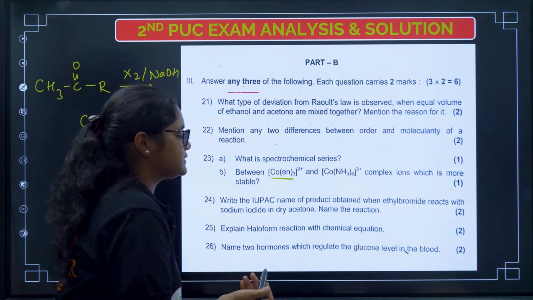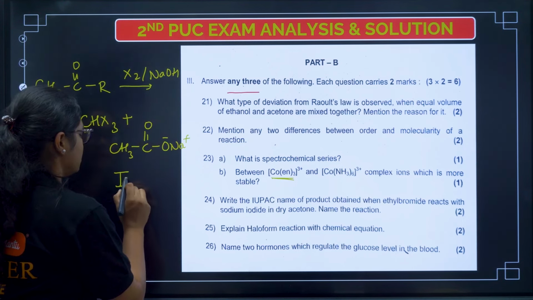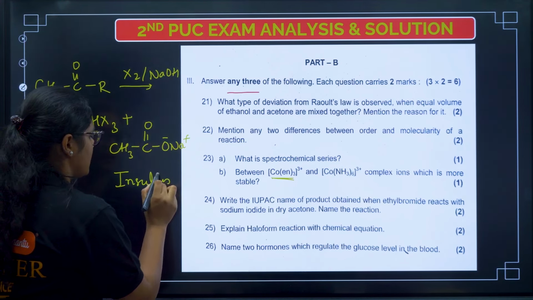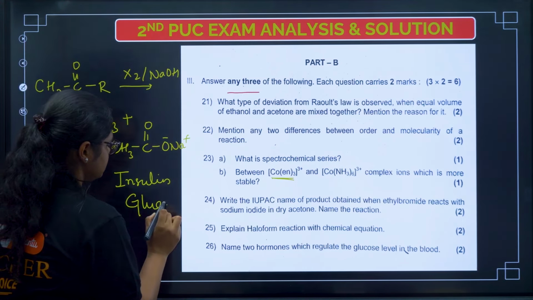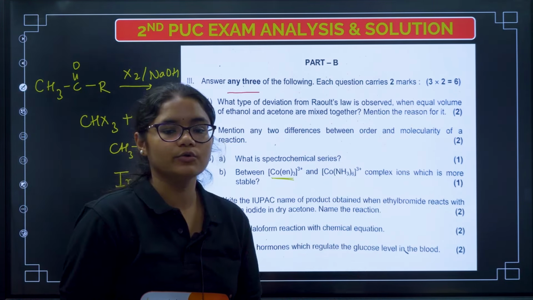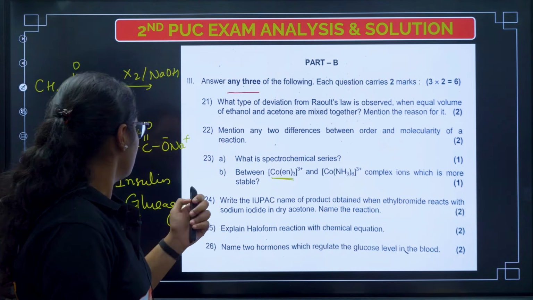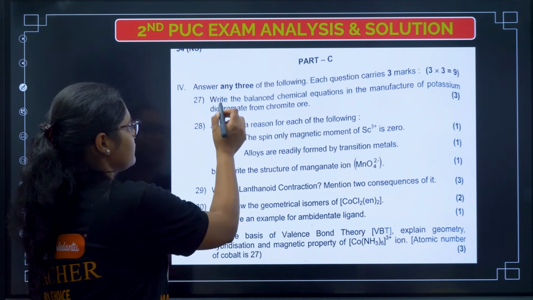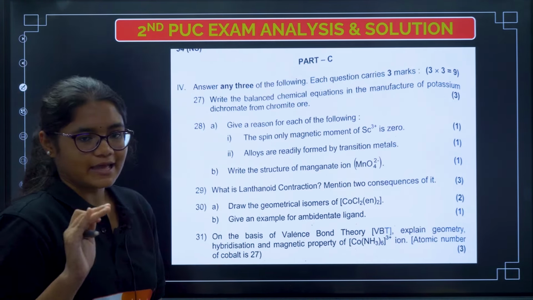Name two hormones. This is a direct question. What are the hormones' names? Insulin and glucagon, right? So these are the two hormones which regulate the glucose level in the blood. Now coming to part C, here you have to answer 3 questions and each question carries 3 marks.